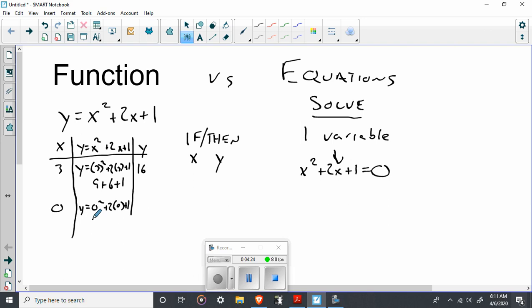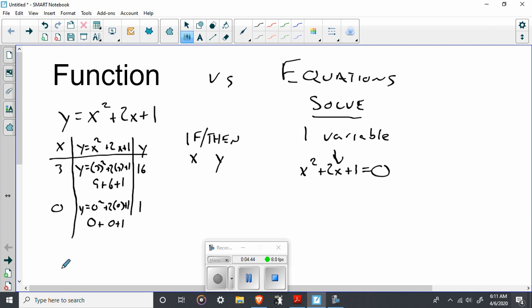Well, 0 squared is 0, and 2 times 0 is 0, and all we have left is 1. So if you think about it, for this function in particular, we could just put in whatever number we want. We could just keep doing this all day, right? We could just keep graphing x's, and we'll keep getting out y's. We'll keep plugging in x's to get out y's. And that's what functions are really all about.